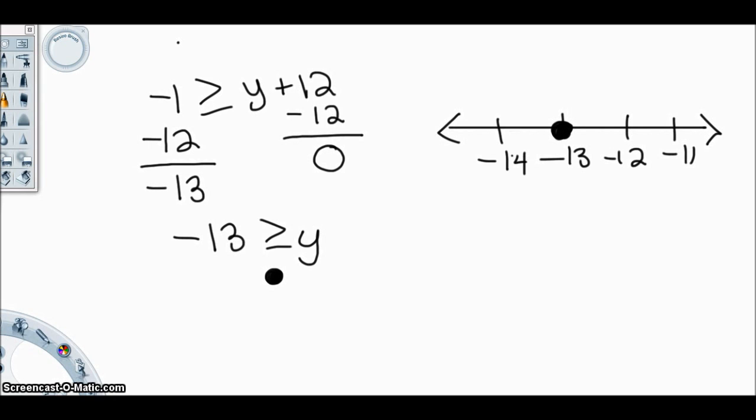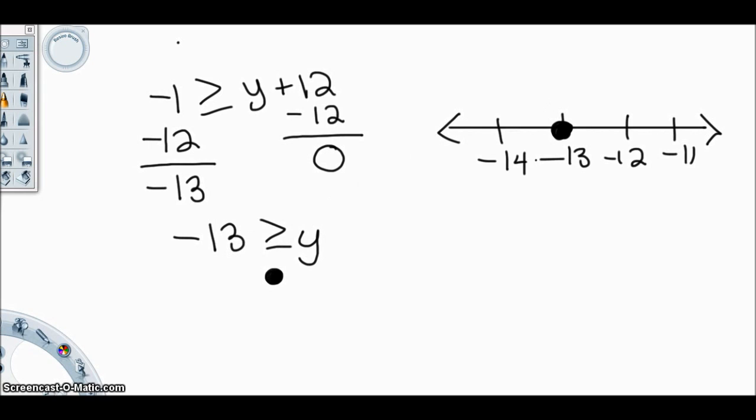But now I need to decide which direction we are going to go. Remember again, I have -13 is greater than y. So if -13 is bigger than y, I know y must be less than -13. Notice that the symbol has the open part to the 13 and the pointed part to the y. That's how we know that it's less than. y is less than -13.